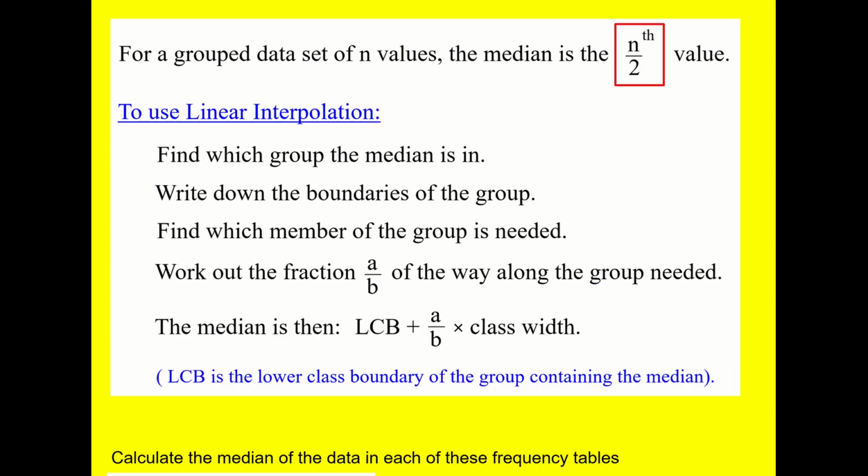So to summarize, if you're working out the median in a group frequency table, you look for the n over 2 value, however you say that, and then that helps you work out the group the median's in. You write down the boundaries. You're particularly interested in the lower bound of this group. You work out the fraction of the way along that you're going, just like we've been doing, and then you can work out the median as the lower class boundary plus a over b times the class width. That's what we've been implementing.